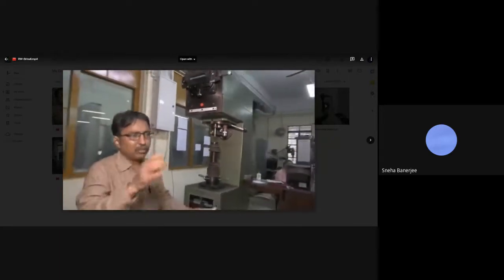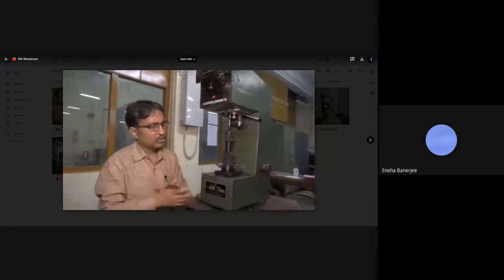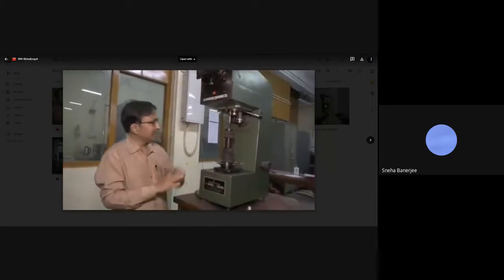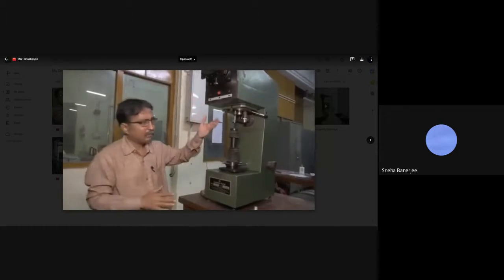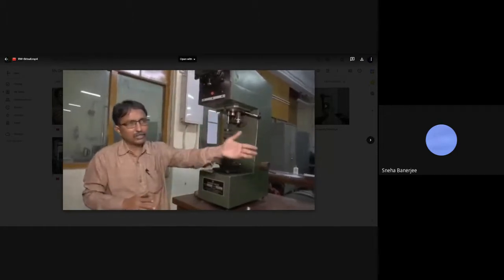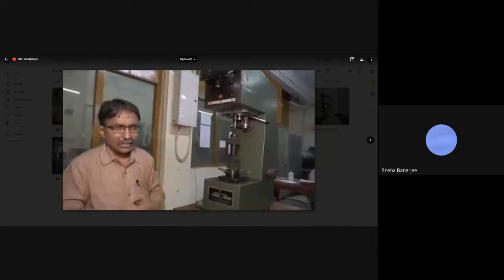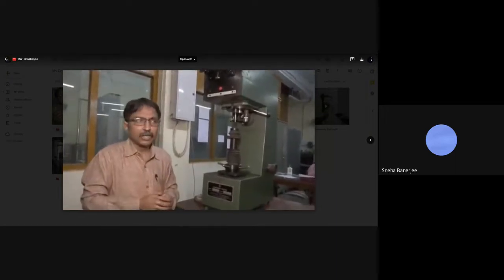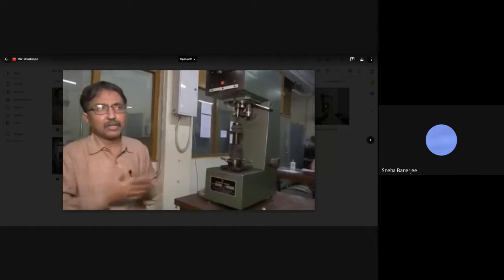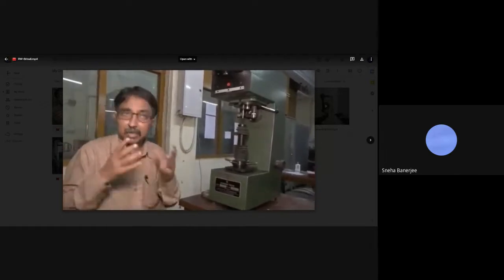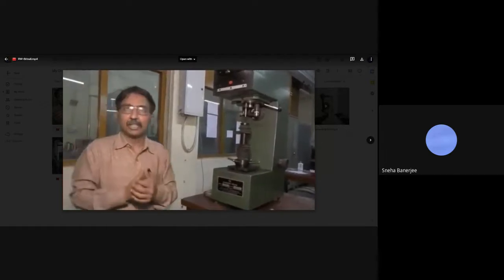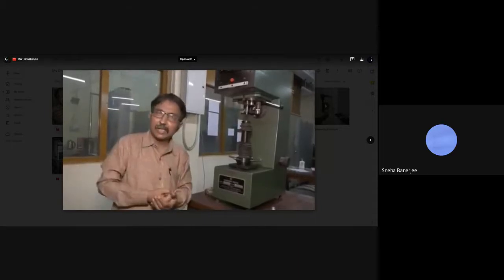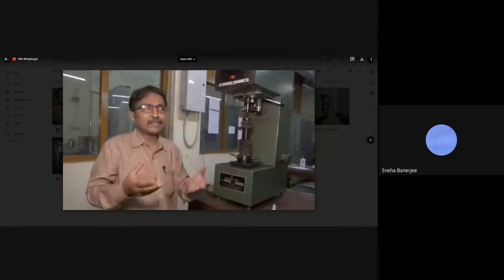One more thing I want to mention before I close the whole session. Apart from these machines, the Vickers hardness tester, Rockwell hardness tester and Brinell hardness tester, there are other methods also, like the scleroscope technique, or the durometer. These types of machines are normally used for measuring the hardness of very soft material. We can have a rebound test as well. These are normally used for plastics and polymers.